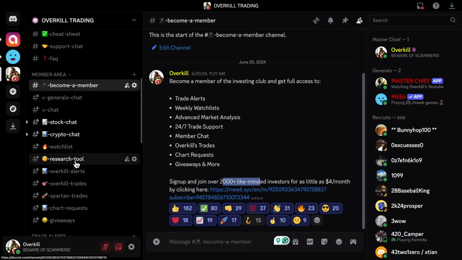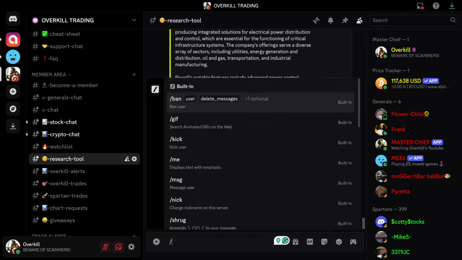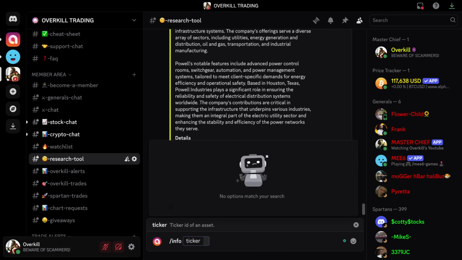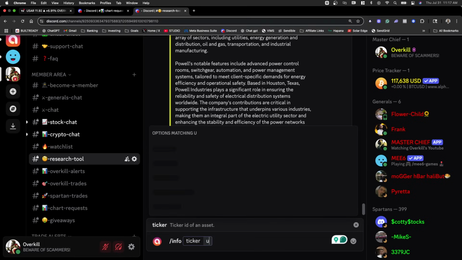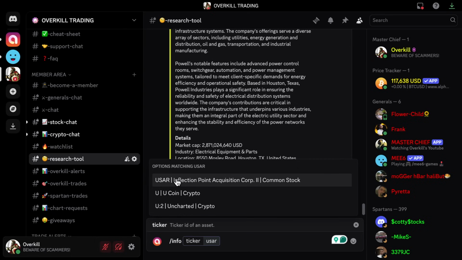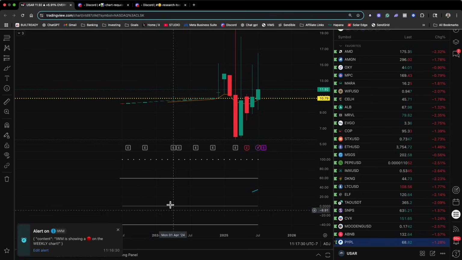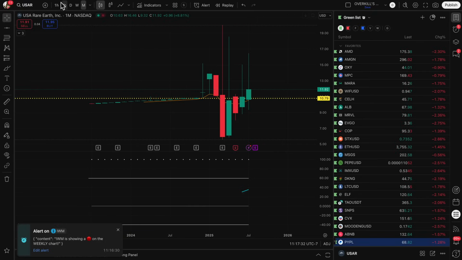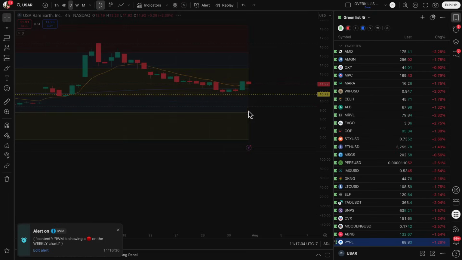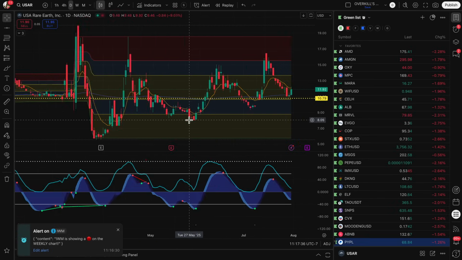But when you are a member, you get access to this research tool, and you can type in /info, and I believe it was USAR. You just type in the ticker. This works with stocks and also crypto. It doesn't even look like it shows up. So very new, I guess. Or some type of new corporation or something going on here, but it looks good.